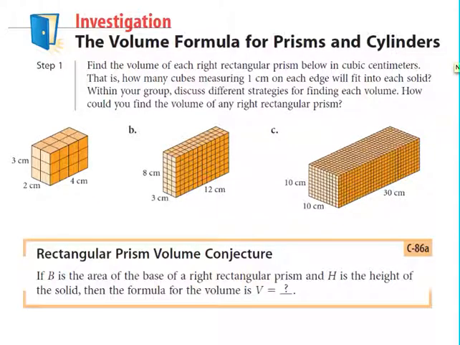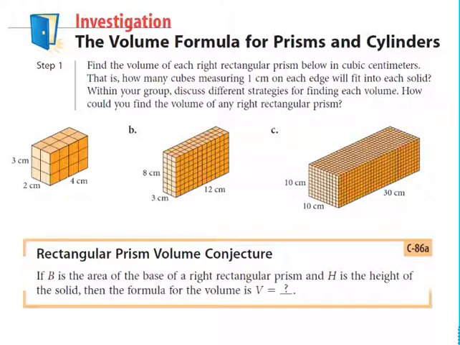Let's look at this real quick. This is in your book, and this is the first investigation. It says, find the volume of each right rectangular prism below in cubic centimeters. That is how many cubes measuring 1 centimeter on each edge will fit into each solid. We'll do this as a group since we've got smaller numbers today. What do you think the answer to the very first one is, the one that is 2 by 4 by 3 centimeters? How many cubes will fit in there? 24. Why is it 24? 3 times 2 times 4.